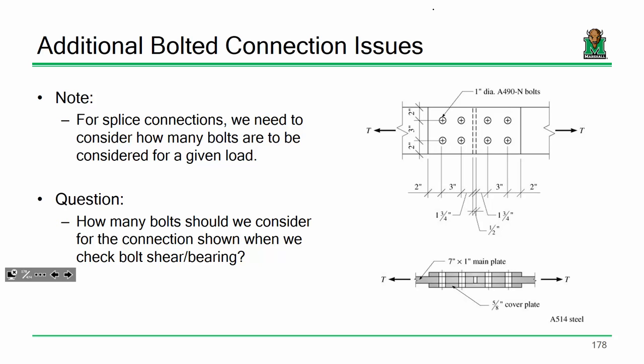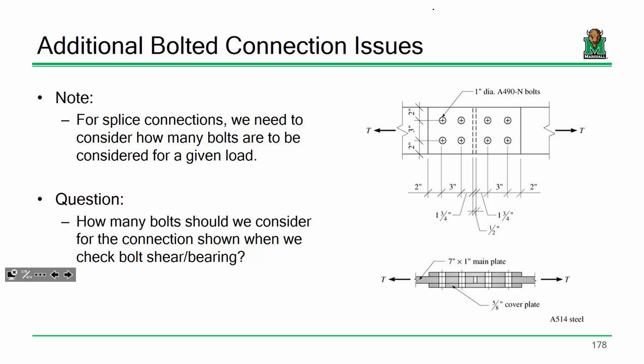Now, the question is, when I start analyzing that connection and designing that splice, let's just take bolt shear. I can determine the capacity of a single bolt and then multiply by the number of bolts. The question is, if I'm doing a splice connection, how many bolts do I consider? It's a trick question, kind of. You tell me, looking at this connection, how many bolts would you consider? Somebody said 8, but what did you say? 4. The answer is 4.